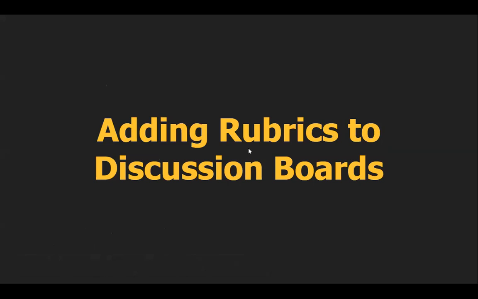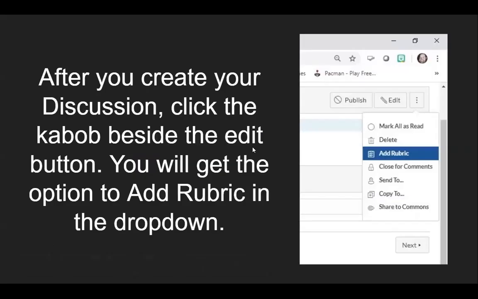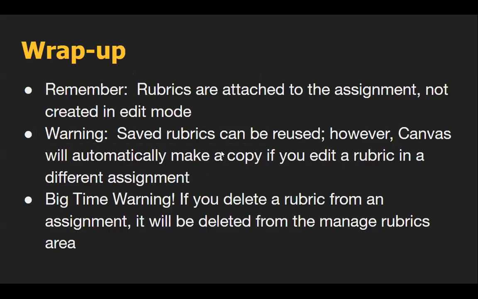And again, I'm just going back. I'm going to review adding rubrics to discussion boards. After you create your discussion, you are going to have to remember, I didn't put this in here, but you're going to have to make sure it's a graded discussion and then click the kebab right beside the edit button. Okay, and then you're going to add the rubric from the drop-down menu. Okay, so that's everything I was hoping to cover.